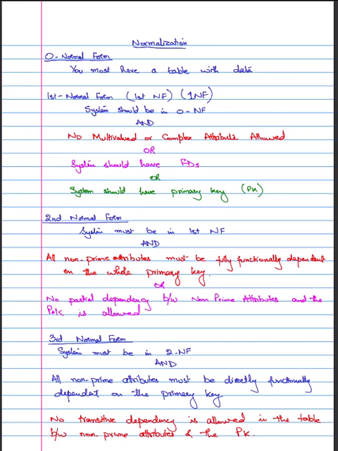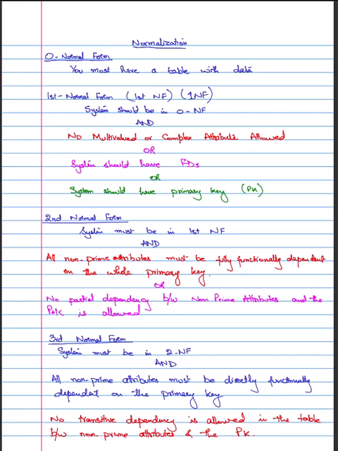Now the system will be in the third normal form if all non-prime attributes are directly functionally dependent on the primary key and no transitive dependency is allowed in the table between non-prime attributes. Remember, non-prime attributes and the primary key.